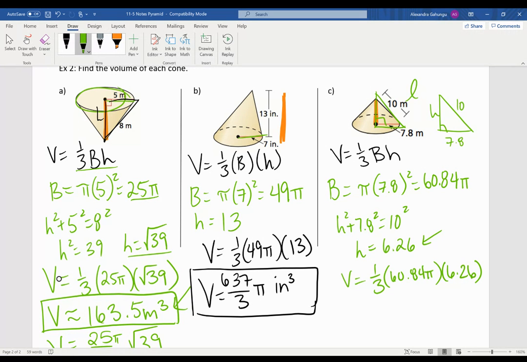So let's put that all together. I have the 6.26 still in here, so then I'm going to go times 60.84 pi, 1/3. Approximate answer is 398.7 meters cubed. So look for the height if it's already given, that's great. Otherwise, you will have to use the Pythagorean theorem, just like you did when you were working the other way for surface area and finding that slant height. And that is that.